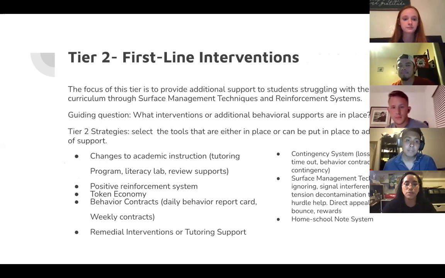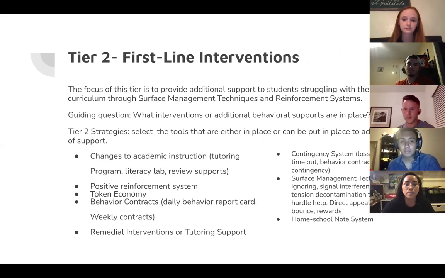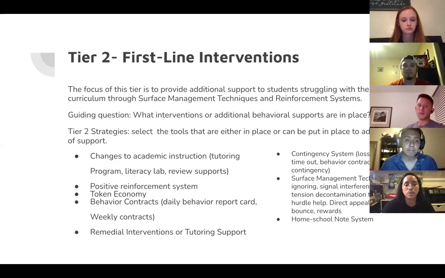So this is tier 2, first line interventions. The focus of this tier is to provide additional support to students struggling with standard curriculum through surface management techniques and reinforcement systems. Surface management techniques are approaches that are effective for dealing with minor behavioral problems in day-to-day classroom activities. Reinforcement systems provide consistent consequences to specific behaviors and reinforcement of desired behaviors. So the guiding question is, what interventions or additional behavioral supports are in place?